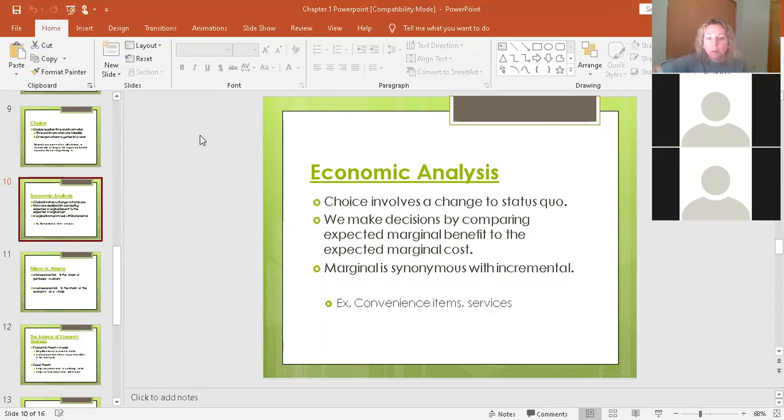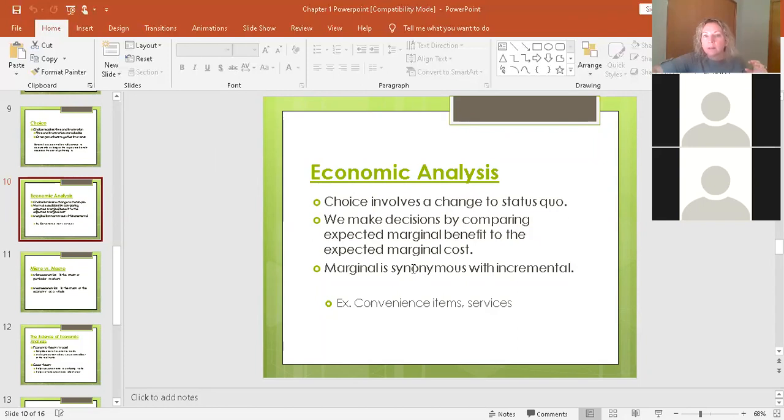We make decisions by comparing the expected marginal, incremental, right, benefit to the expected marginal cost. Okay, how much benefit am I going to get from that $10 pizza? It's going to cost me $10 plus whatever time is involved. And the benefit is going to be the satisfaction I get from it, which is very subjective. Only I can decide, right? So it's just the decision about that one pizza and that particular $10 helps you make that choice, right? Marginal is synonymous with incremental.